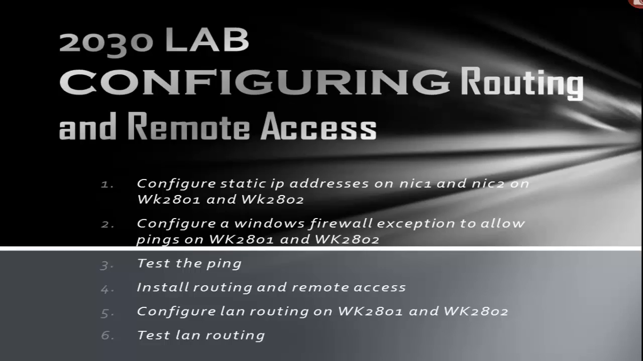This is Lab 5. First we'll be configuring static IP addresses on NIC1 and NIC2 on the Windows 2008-01 and the Windows 2008-02. Then we will configure a Windows Firewall exception to allow pings on both these servers. Then we're going to test the ping. Then we will install the routing and remote access on one of the servers. Then we will configure LAN routing on the Windows 2008-01 and the Windows 2008-02. And then we will be testing the LAN routing. So let's begin our lab.